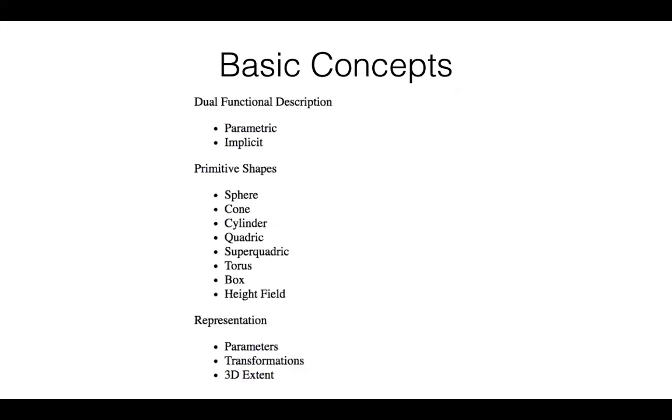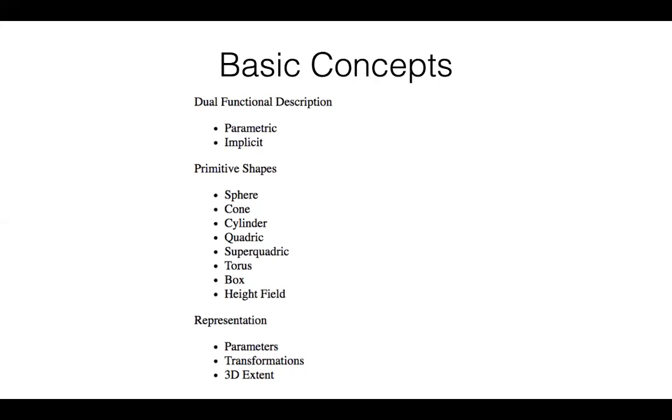So the concepts here are that first, we are going to use a dual functional description. Because as I said, these parametric and implicit descriptions are complementary. And so if a modeling system adopts this dual functional description, this will be beneficial because it can use operations with either one of the kinds of description, either parametric or implicit, when appropriate.